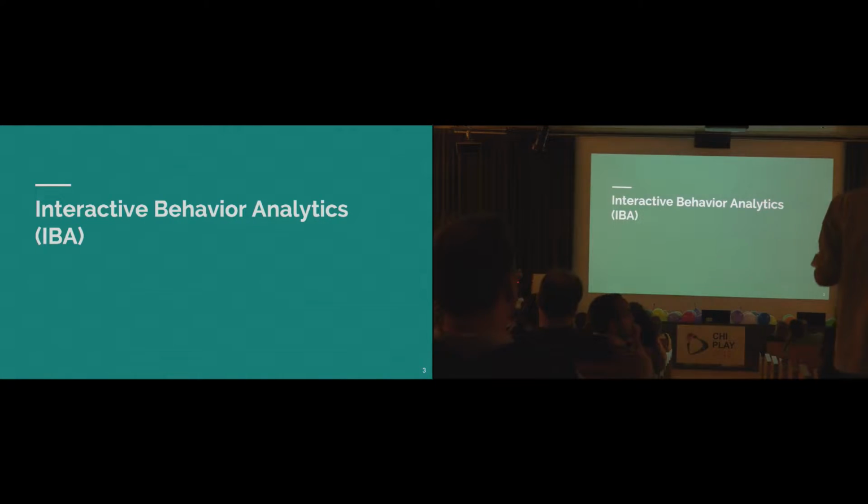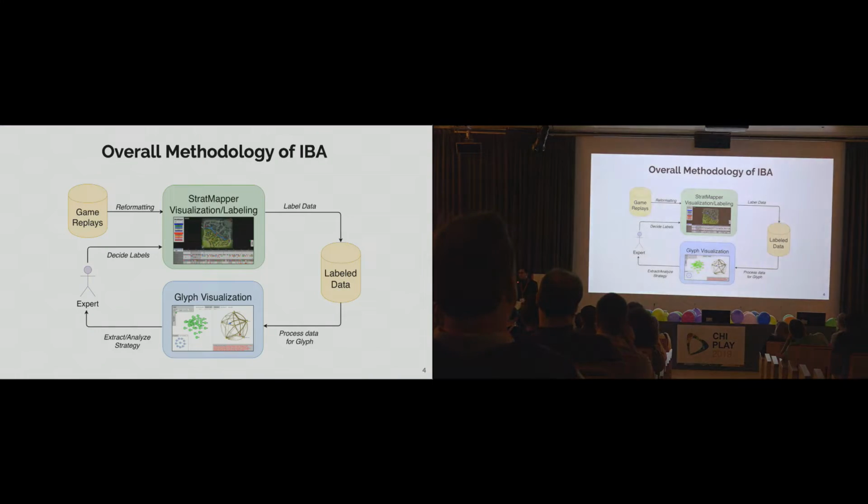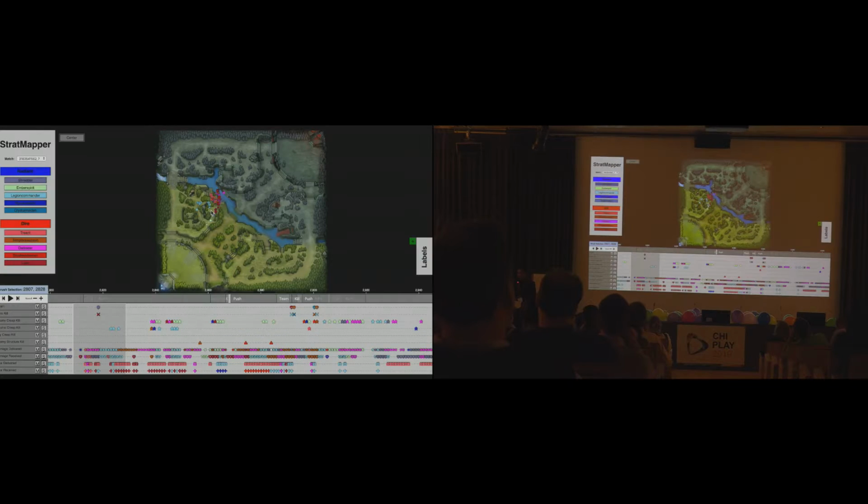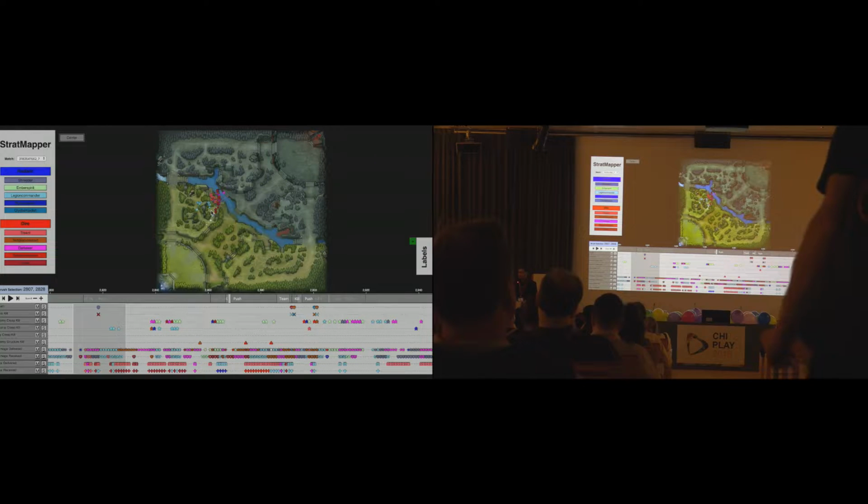So now we move into the details of the IBA methodology. Here you can see a diagram that shows the overall methodology of IBA. On a high-level overview, this methodology is comprised of two visualization systems, a labeling mechanism, and some abstraction algorithms. The first step here is to format the game data to feed into a visualization system, which is called StratMapper. StratMapper is a visualization system and labeling mechanism for game data.